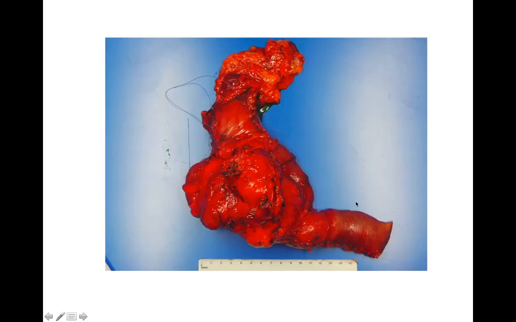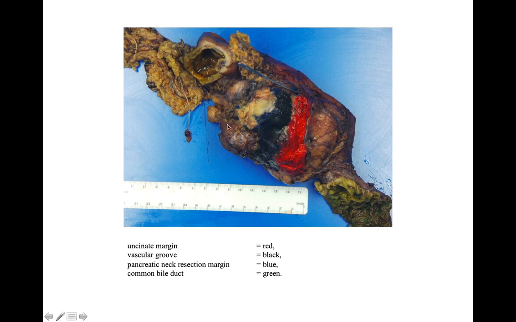This is another Whipple. You could see here is some duodenum, here's potentially stomach, and here's a really large mass. When this is inked, you could see the red is uncinate margin, black is vascular groove, blue right here. I think this is some blue over here. That's pancreatic neck resection margin over here. It looks like it, and then green.